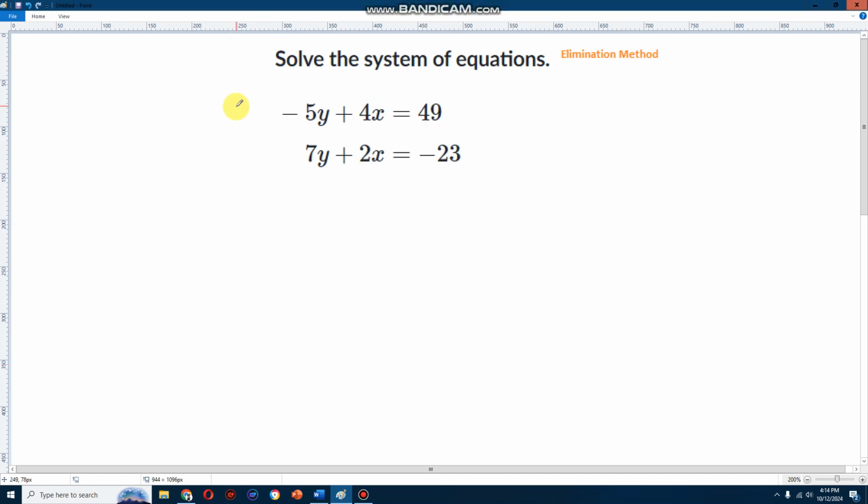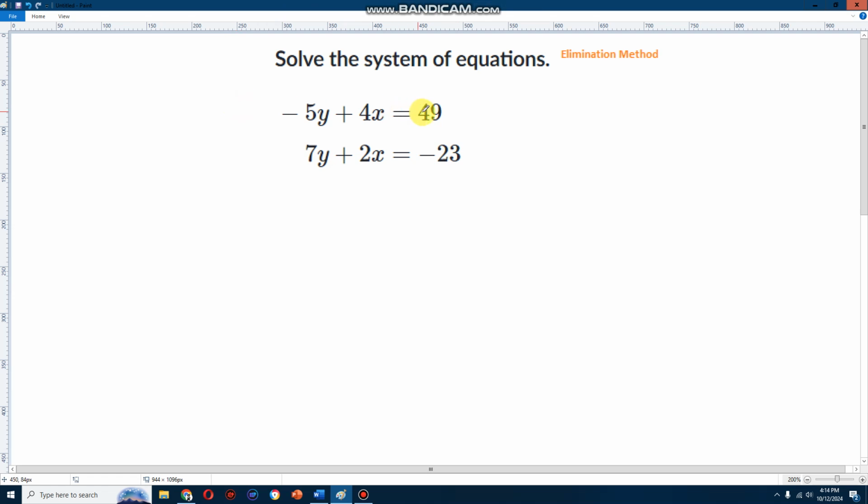Today I'm going to show you another way to solve the system of equations. We did it graphically, we've done it using substitution. Today I'm going to show you how to use the elimination method. This is slightly a little bit more challenging, but it's not that hard. I'll show you how to do this.